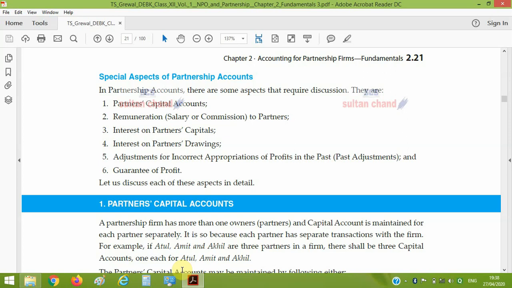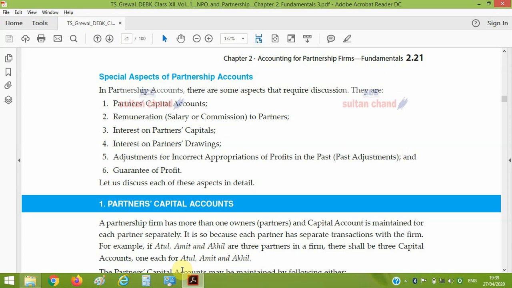Good morning, students. In the previous class, we studied the topic profit and loss appropriation account, in which we made a segregation between charge items and appropriation items. After studying the topic, we concluded that all appropriation items will be recorded under the profit and loss appropriation account.